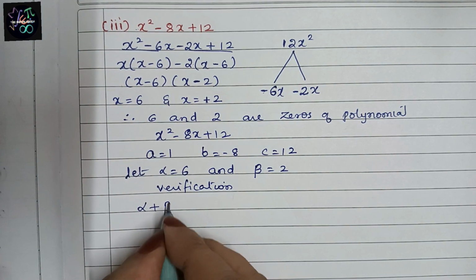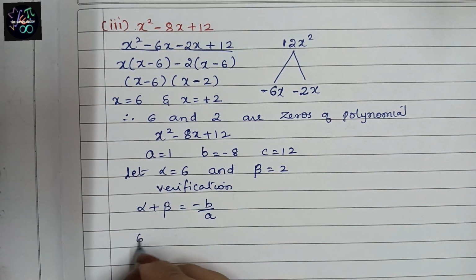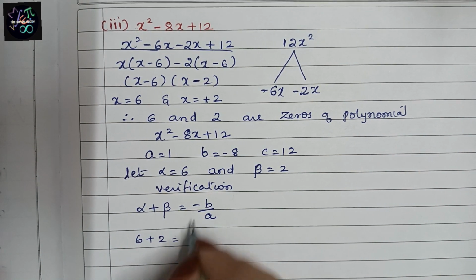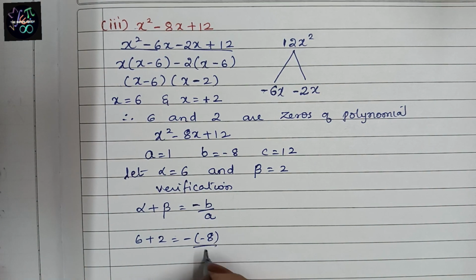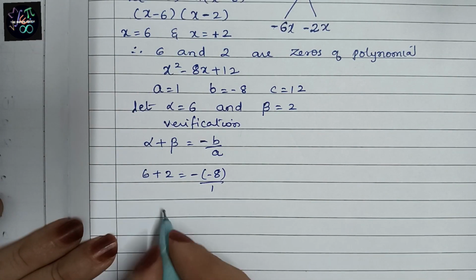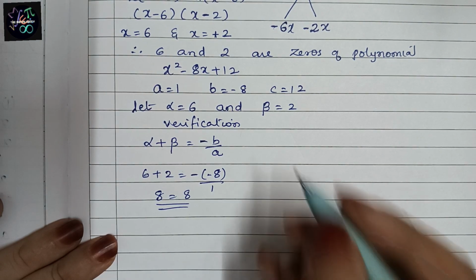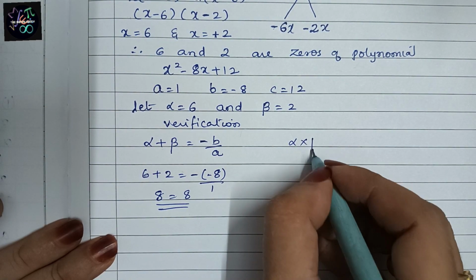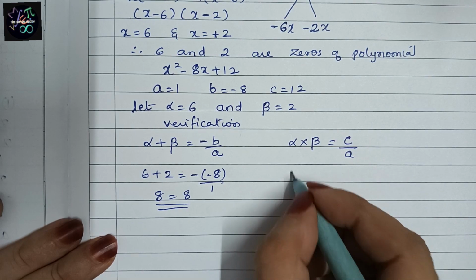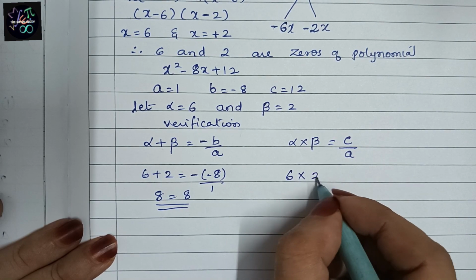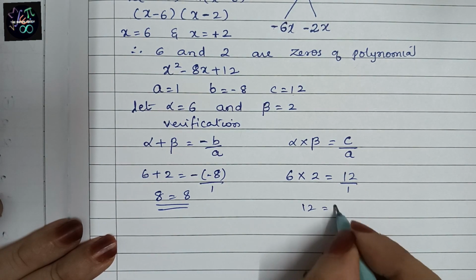Alpha plus beta is equal to minus b by a. Alpha value is 6 plus beta value is 2. This is the formula, minus b value is minus 8 upon 1. So 6 plus 2 is 8 and minus minus plus. So LHS is equal to RHS. In the same way, alpha into beta is c by a. So alpha value is 6 into beta value is 2. C value is 12 by 1. 6 2s are 12. 12 is equal to 12.